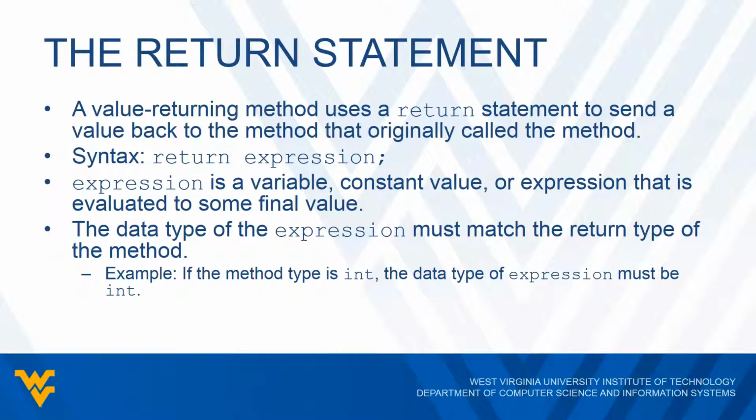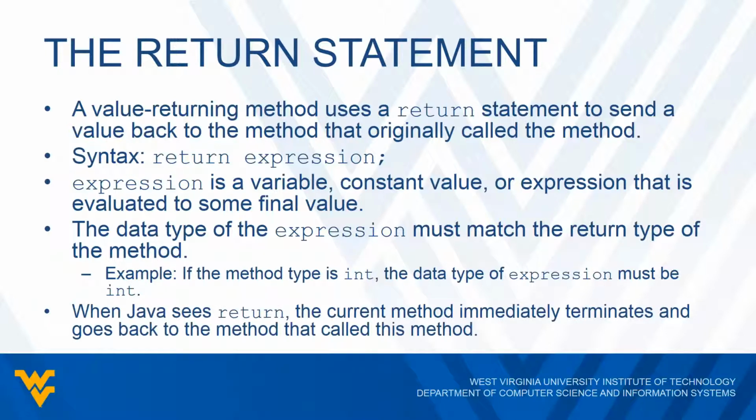an integer. I've seen several times where students have written code where the expression of the return statement did not match the return type of the method. And you usually get a compile error along the lines of your return type doesn't match the method or something along those lines. So then when Java sees the return statement, the current method immediately terminates, even if there's stuff afterwards. In fact, I don't even think Java will let you do that. It'll actually give an error message that says you have stuff after the return statement. But the current method would immediately terminate, and then we'll go back to whatever method called the method that just terminated.